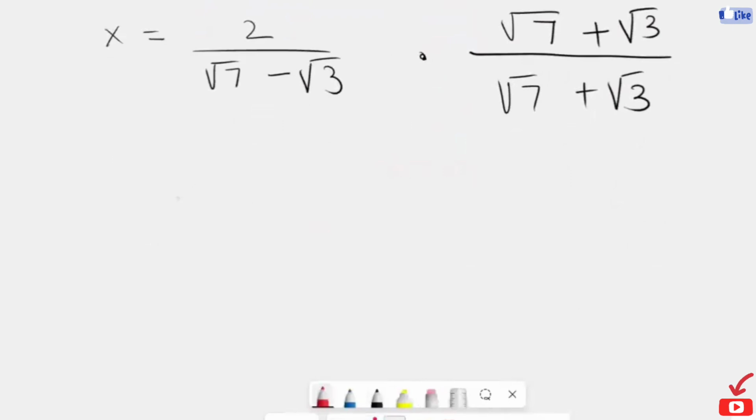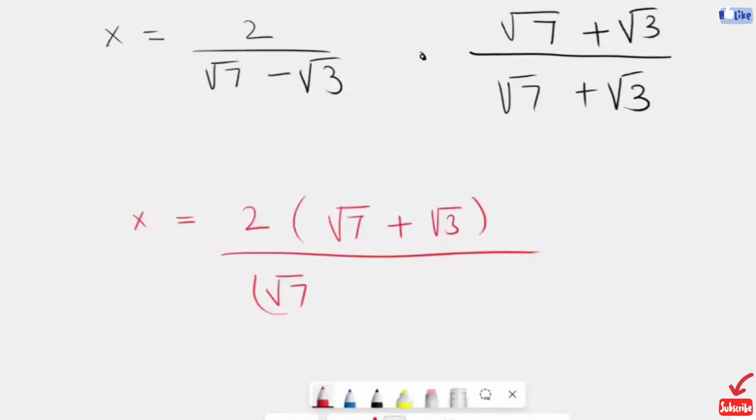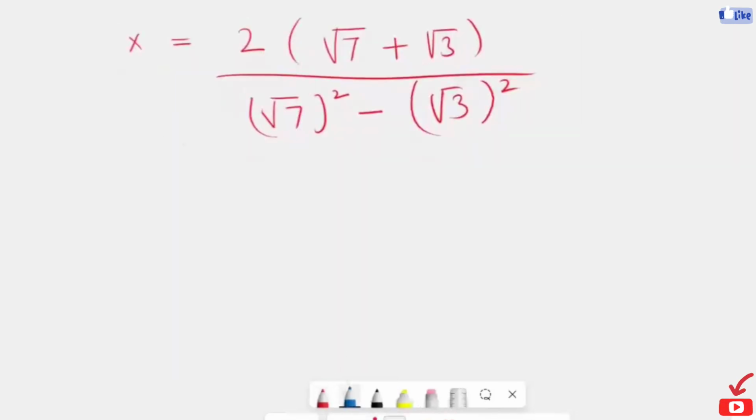Now I am going to simplify it. x is equal to 2 times this whole expression, which I will write down in the bracket, over root 7 raised to power 2 minus root 3 raised to power 2, by using the algebraic identity. As I simplify it further, it will turn to 2 bracket root 7 plus root 3 over, this will be cancelled out. So here 7 is remaining and this will be cancelled out, so here 3 is remaining.